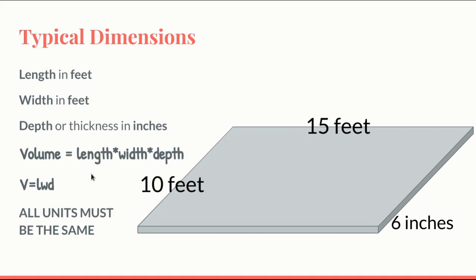You already know that the volume of a rectangular prism is the length times the width times the depth. So our formula might be V equals L times W times D. One of the things to keep in mind is that all the units must be the same. So if we have feet and feet, this also has to be feet.